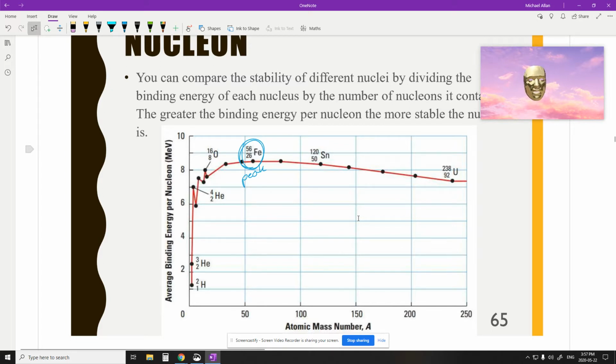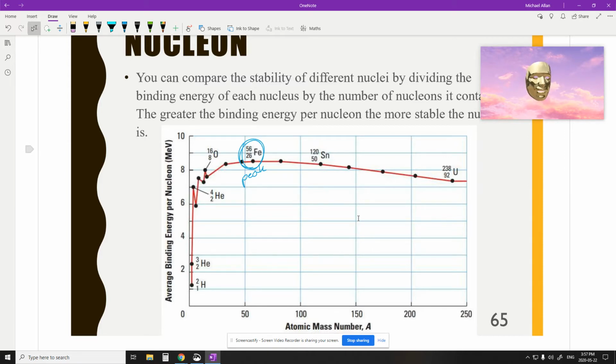Now this tells us a lot of things about fusion and fission, when we get into those next week. What this is saying is that because that is the most energy per nucleon, iron is technically the most stable. Iron 56 is the most stable of all the elements.